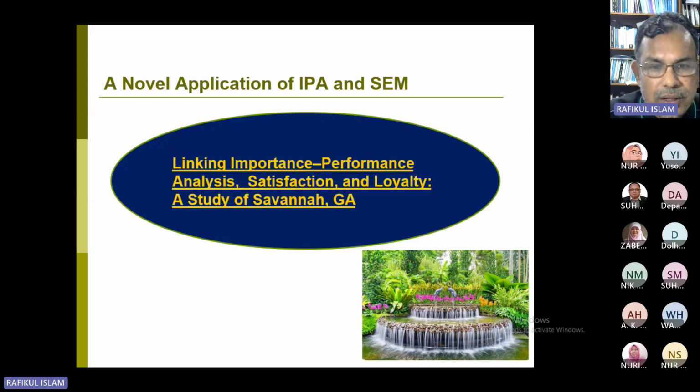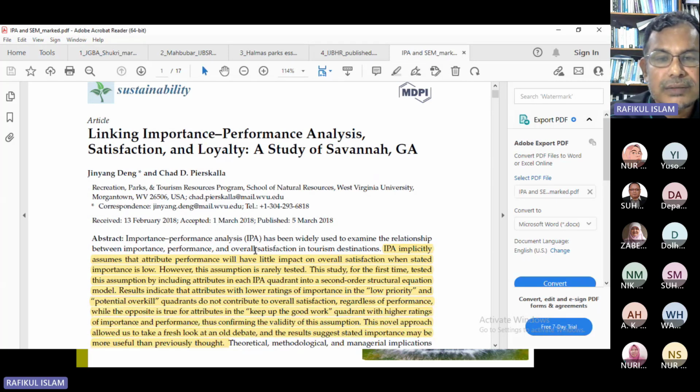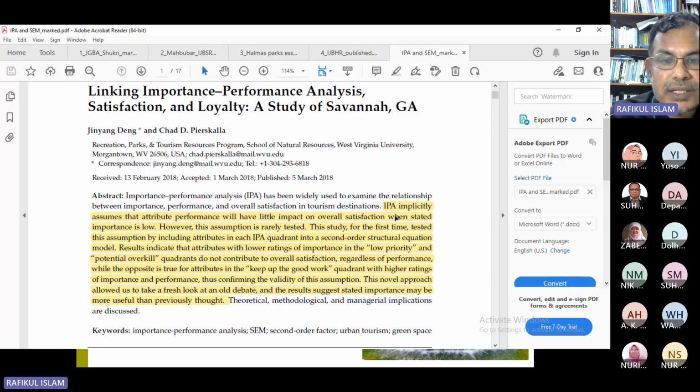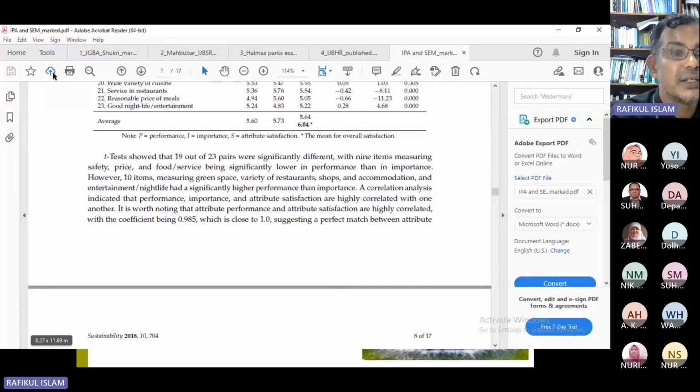Now, I also found one article where IPA has been integrated with SEM. So maybe I can share the article with you. This is the article: linking importance performance analysis and satisfaction, a validity study of Savannah, GA. The objective was that IPA implicitly assumes that attribute performance will have little impact on overall satisfaction when stated importance is low. However, this assumption is rarely tested. This study for the first time tested this assumption by including attributes in each IPA quadrant into a second order structural equation model. So this is page 1, then page 7, as I showed in our papers. So for performance and importance, there's a gap also. And then on page 11, they have given the SEM model.